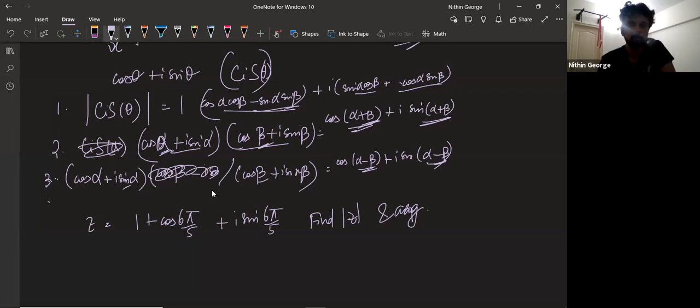Argument of Z, or you can represent it by amplitude of Z as well. Both are the same thing. Okay, this is not the amplitude you learned in physics. It's a little different. This is referring to the angle, between minus pi and pi.